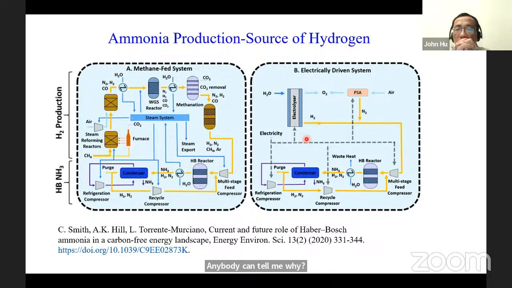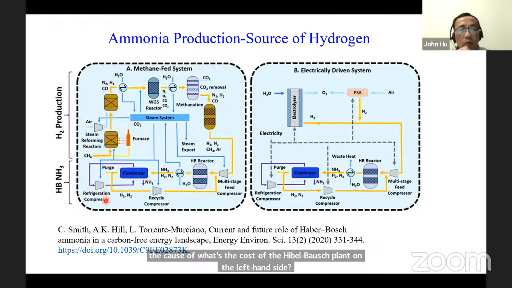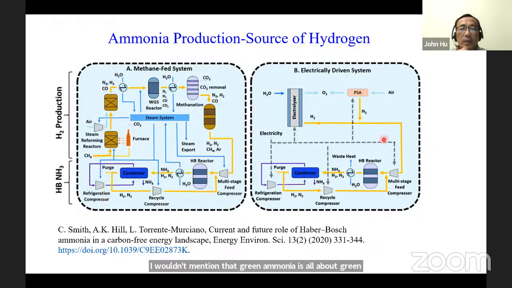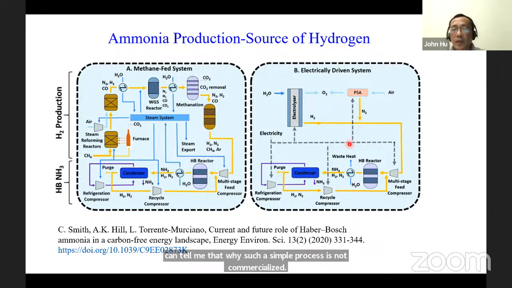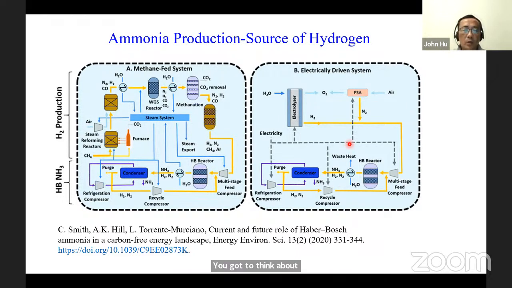What's the cost of the Haber-Bosch plant on the left-hand side? I already mentioned that. Green ammonia is all about green hydrogen, all right? Can anybody tell me why such a simple process is not commercialized? You are thinking about it from an economic point of view. Go ahead.